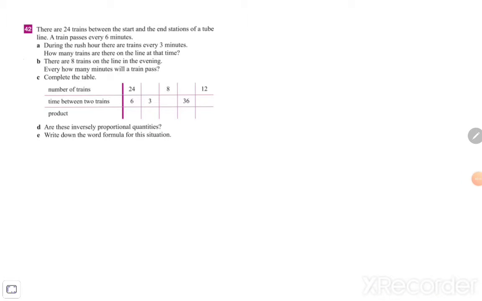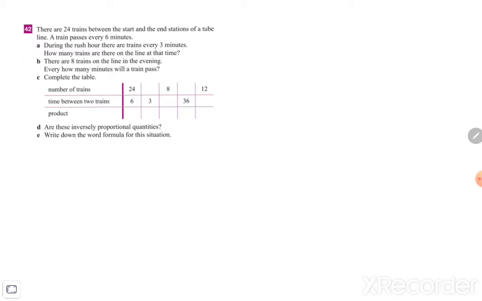Alright, ladies and gentlemen, here is an explanation about exercise 42. They just tell us that there are 24 trains between the start and the end station of a tube line. A train passes every 6 minutes. Exercise A, during the rush hour, there are trains every 3 minutes instead of 6 minutes. How many trains are there on the line at that time?